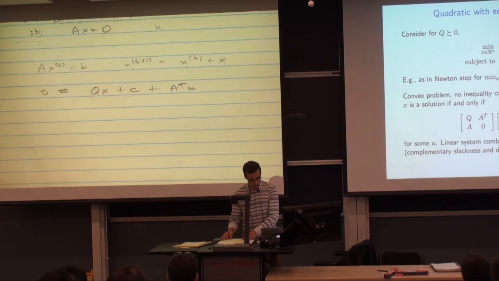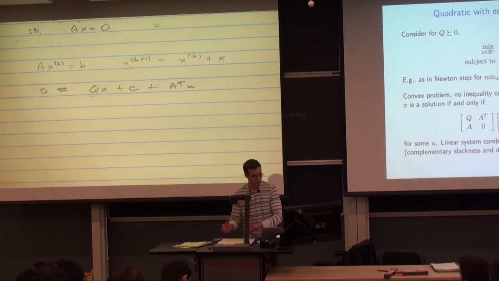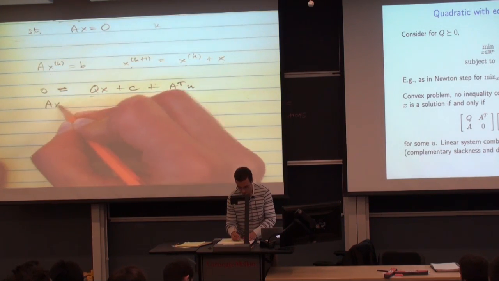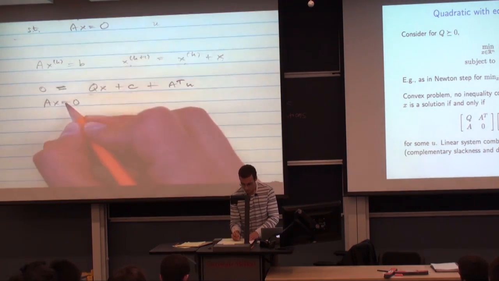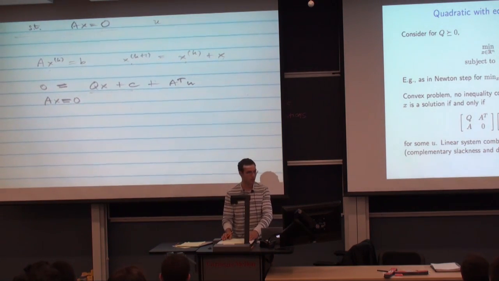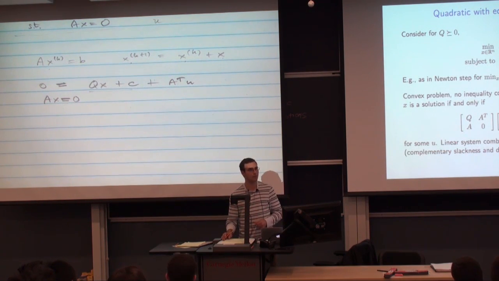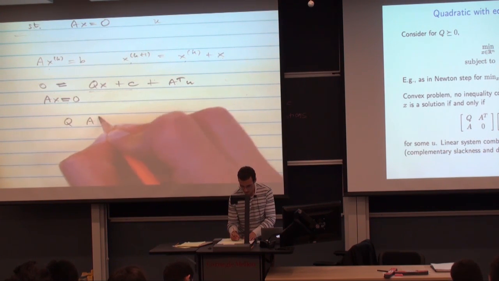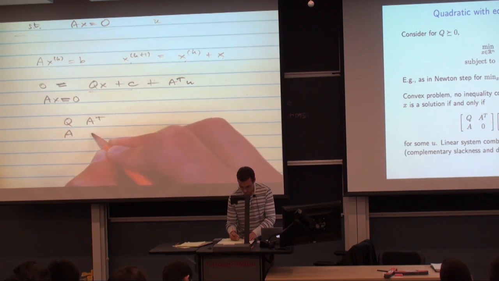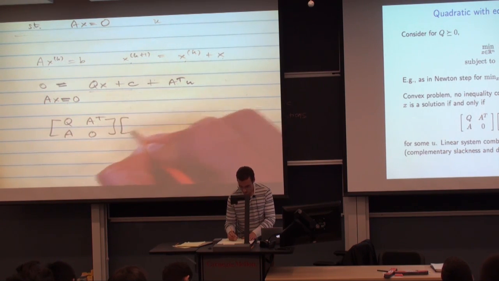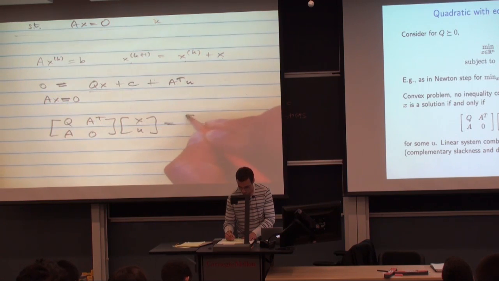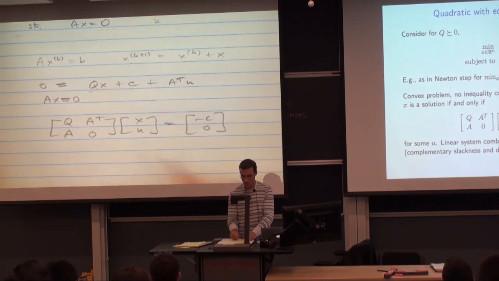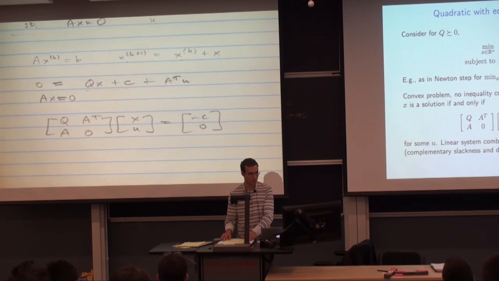Complementary slackness is nothing here, because there are no inequality constraints. Primal feasibility tells us that Ax has to be equal to 0. And dual feasibility, there's nothing, because there are no sign constraints on my dual variables. Okay, so if I summarize these conditions, I can summarize them like this: this matrix times x and u equals minus c and 0. The first one gives me stationarity, the second one gives me primal feasibility.